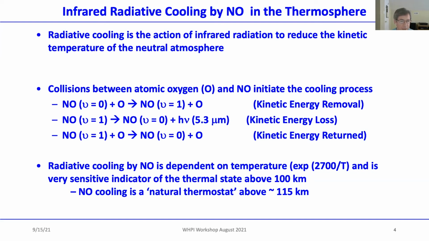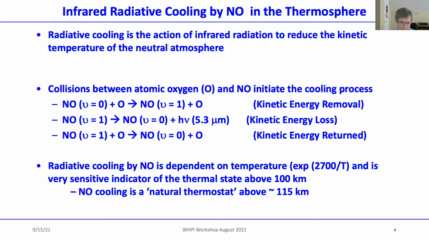And then there are two paths that can happen after that. The nitric oxide can radiate a photon of 5.3 micron, and that escapes the thermosphere, cooling it, and it's a loss then of kinetic energy from the atmosphere. Or the nitric oxide that's excited can undergo a collision, and that energy is returned back to the atmosphere. And so there's no loss of energy if that happens.